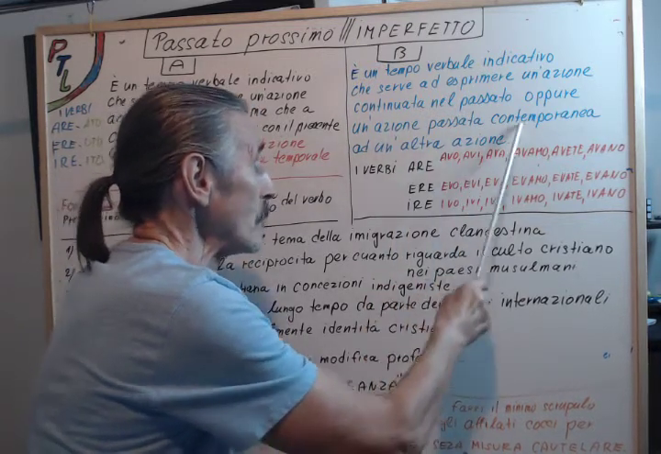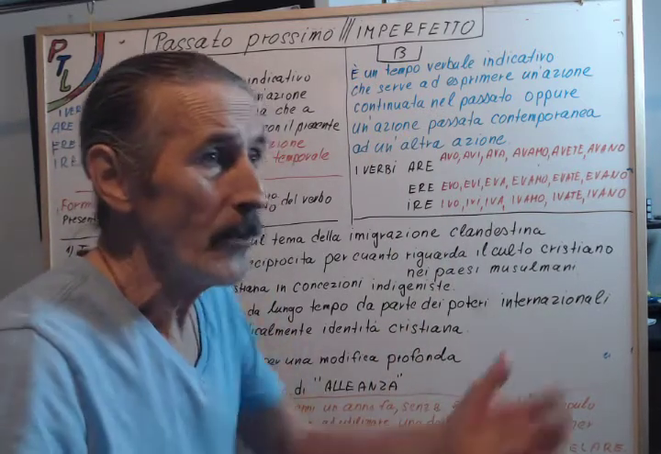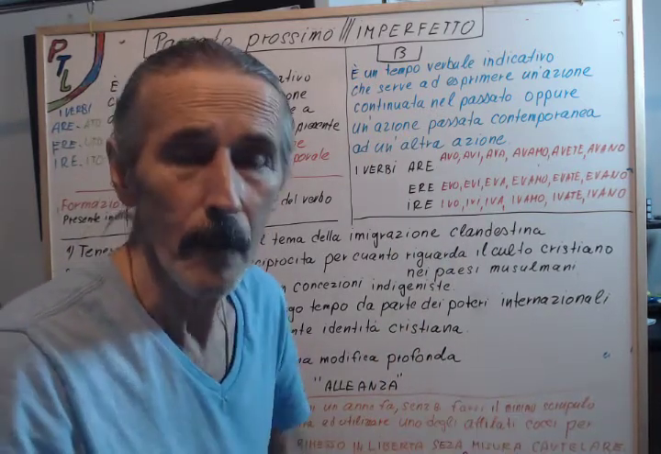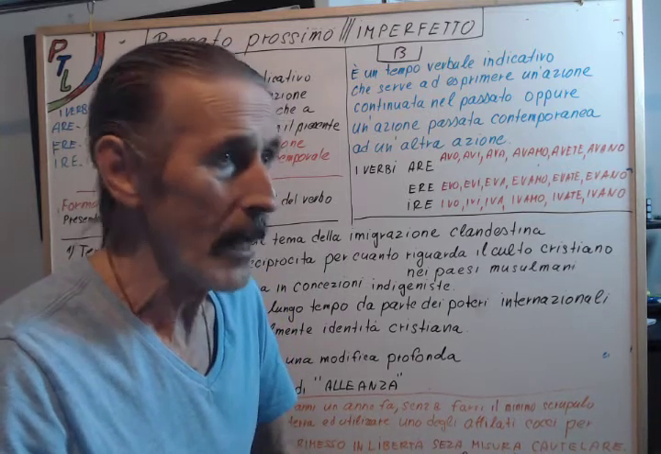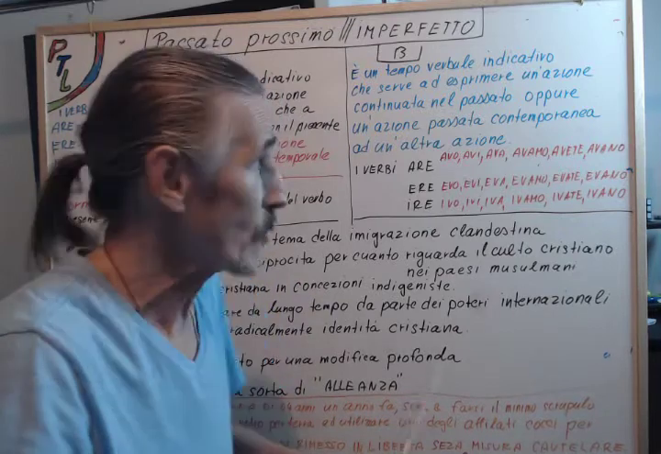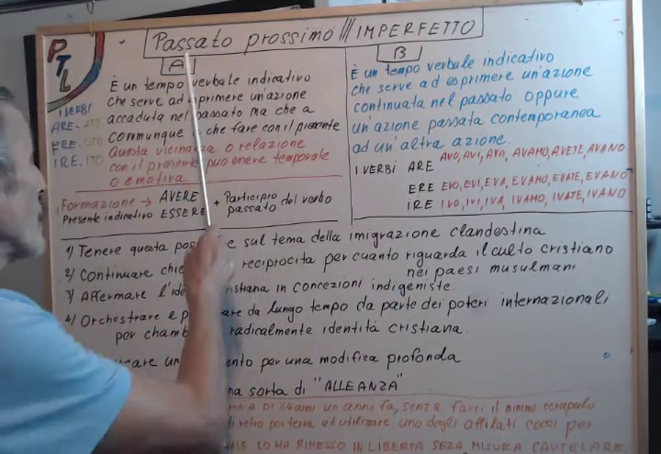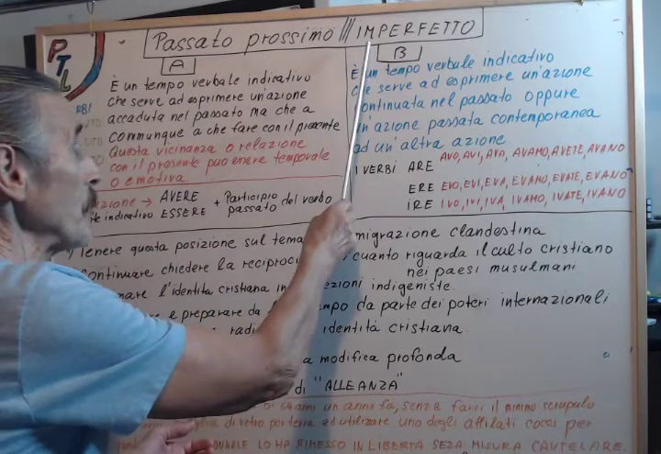For example, when you called me, I was reading my book. Or when I was eating, she was doing something else. So at the same time. This is where we use imperfetto. Now, how do we form passato prossimo, and how do we form imperfetto?